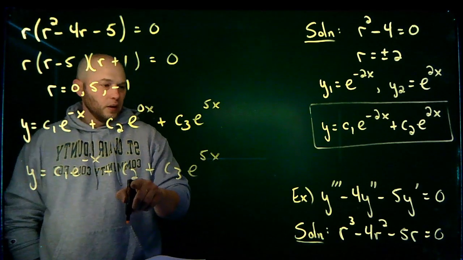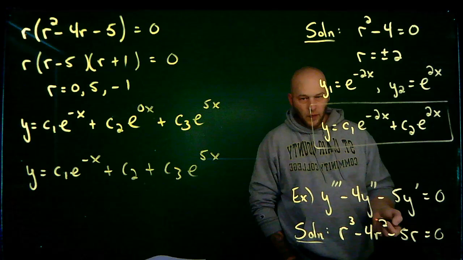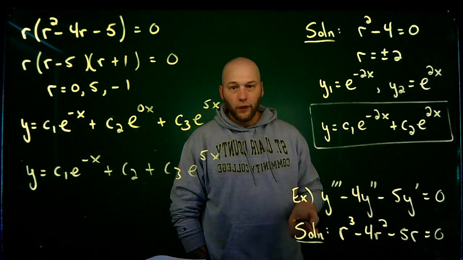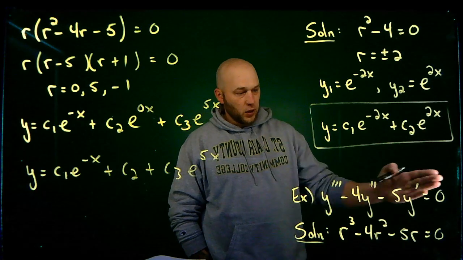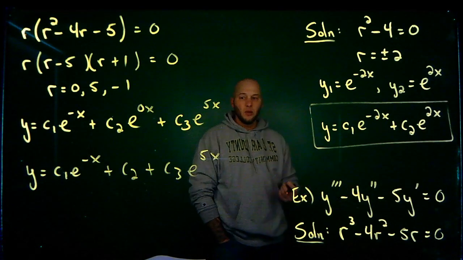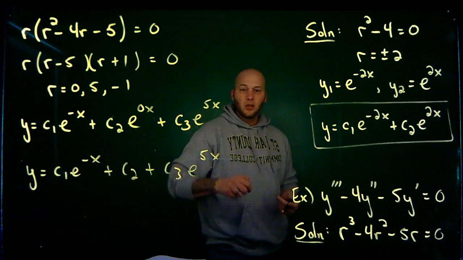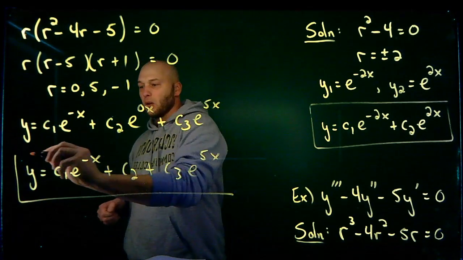So in particular, the constant function would be a solution, which makes sense because if I take y equal to 4, the derivative is 0, second derivative is 0, third derivative is 0. If I plug that function in, that is a solution to the differential equation. So this has a constant solution along with these two exponential solutions, and therefore this would be the general solution.